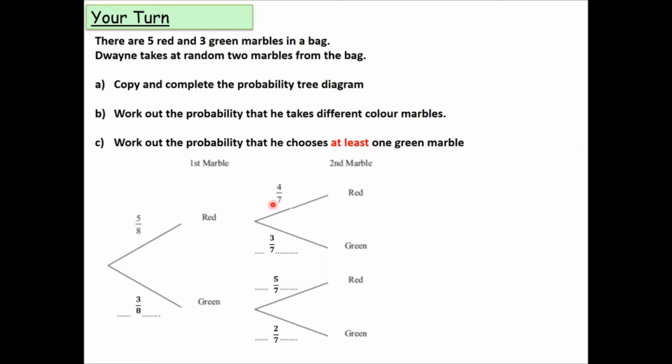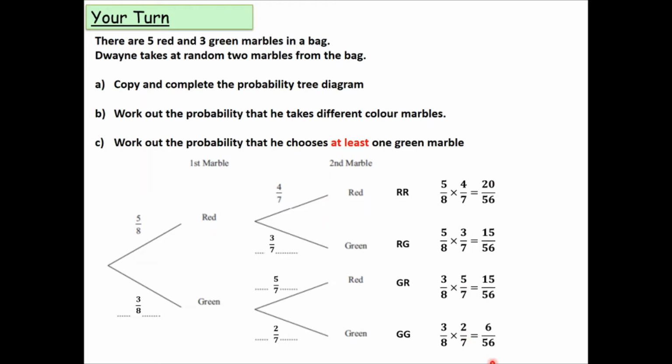And then once we've taken one out of the reds, there'll be 4 over 7 left, and 3 sevenths still left, and 5 sevenths for the reds, and then 2 sevenths for the green. So that's the tree diagram complete. And then again, we've got all the outcomes. We've listed all the different possible outcomes, and worked out the probabilities, multiplying them across as we go.